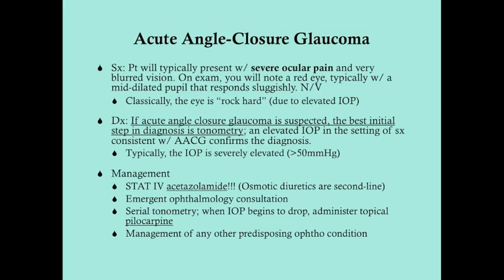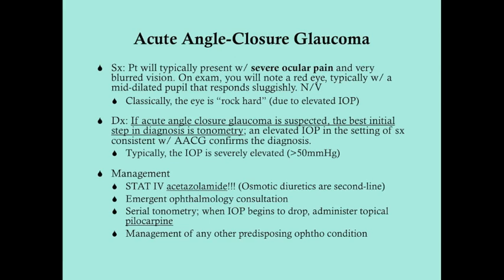Classically, the eye is rock hard. So if you feel your own eye, just gently press on your own eye or a patient's eye, you'll notice that there's a little bit of give to it. That it's not mushy, but there's a little bit of give to it. It's not hard. When you feel the patient with acute angle closure glaucoma, the eye is very, very hard, especially if you compare it to the other eye. That's a good way to determine whether the patient's eye is hard or not. Compare it to the other eye. If it feels a little harder, then there's probably something wrong.